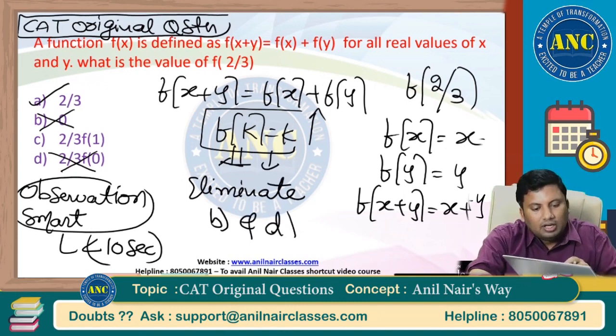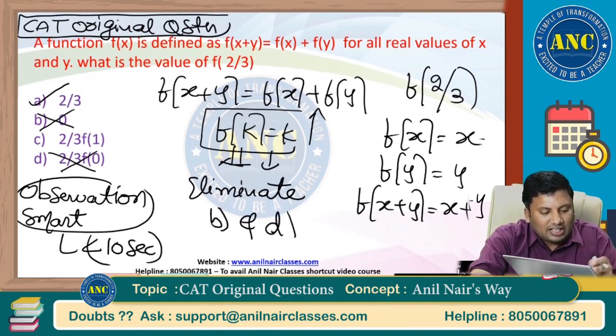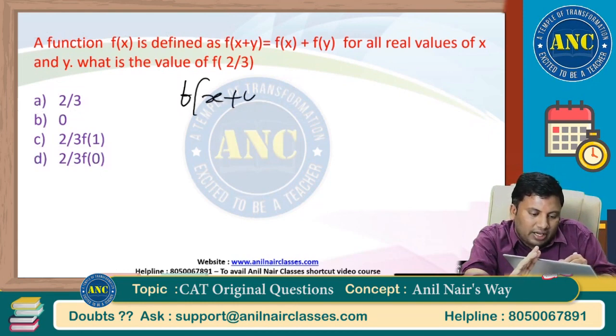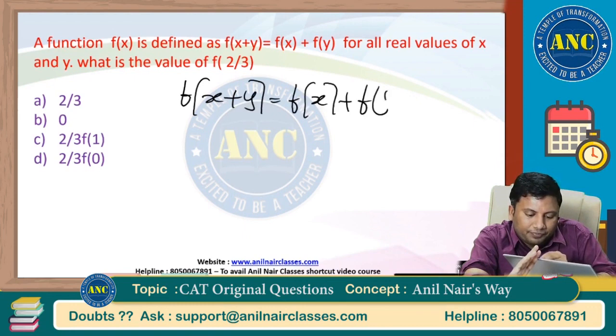f of 2 by 3 equivalent to 0, it is not satisfying. f of 0 will become 0. It is not satisfying. B and D are out. Now see here. f of x plus y equivalent to f of x plus f of y.